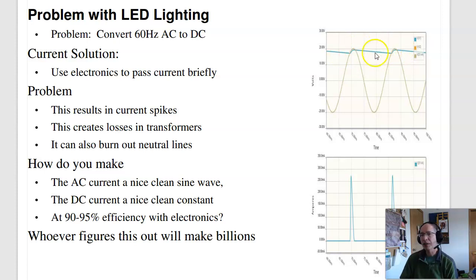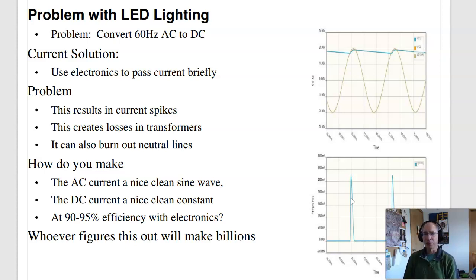The current, however, is no longer a sine wave. The way the power grid is set up, I want to have sinusoidal voltages, I want to have sinusoidal currents. The incandescent light bulb did that. LED lights don't. For LEDs, this is what the current looks like. I get these big spikes. Those big spikes cause problems. They produce losses in transformers and in the transmission lines. They can burn out the neutral lines for the utility.